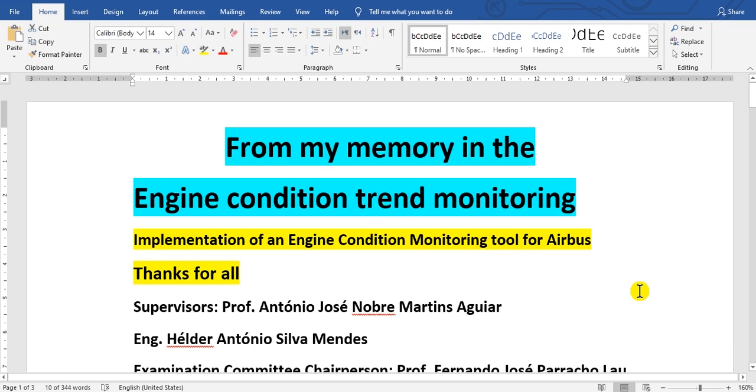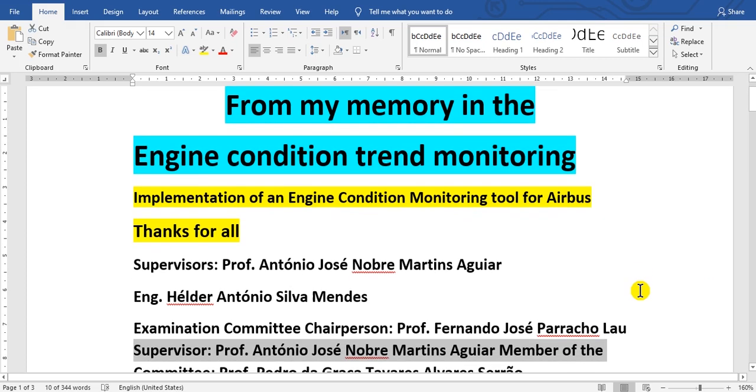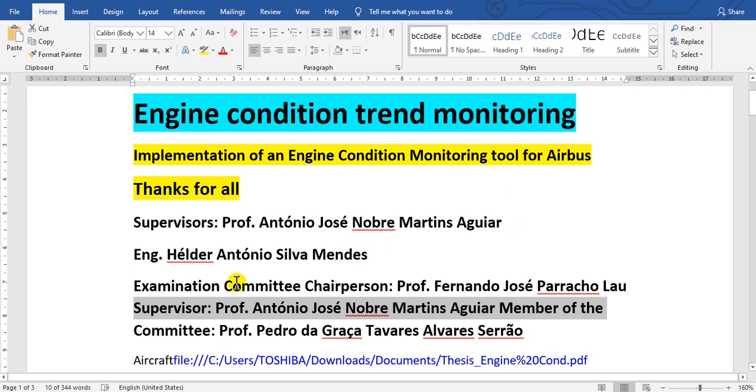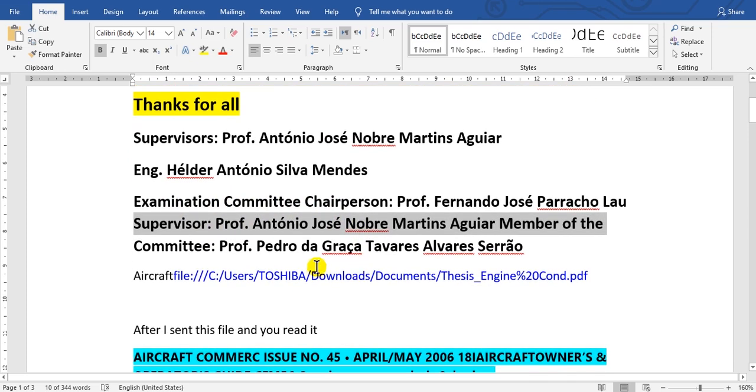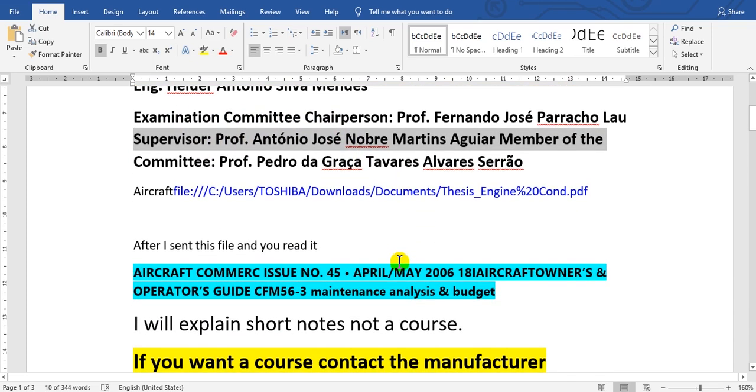This time, I will explain from my memory the engine condition trend monitoring. First of all, thanks a lot to the engineer, holder, supervisor, and the committee examiner for this document.